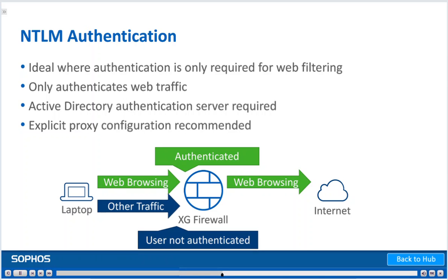Where authentication is only required for web filtering and the user does not need to be authenticated with the firewall, NTLM authentication can be a simple option. To use NTLM authentication, an Active Directory authentication server needs to be configured on the XG firewall. And to avoid users seeing pop-ups, we would recommend configuring the XG firewall as an explicit proxy. Note, using NTLM authentication will only authenticate users for web traffic.